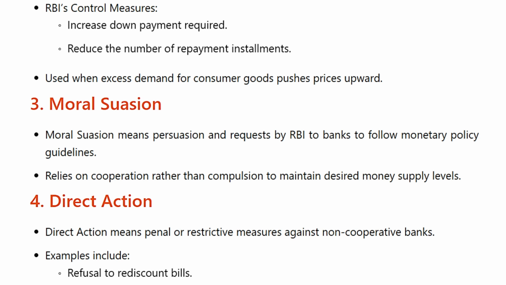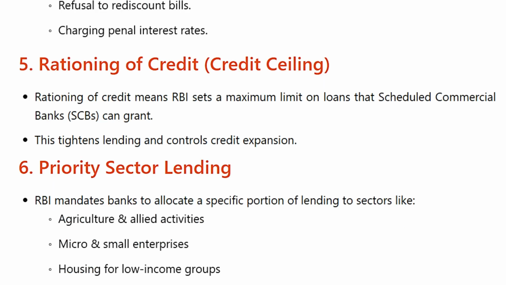3. Moral suasion. Moral suasion means persuasion and requests by RBI to banks to follow monetary policy guidelines. Relies on cooperation rather than compulsion to maintain desired money supply levels. 4. Direct action. Direct action means penal or restrictive measures against non-cooperative banks. Examples include refusal to rediscount bills, charging penal interest rates.